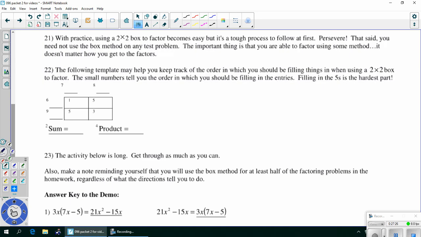Persevere. That said, you need not use the box on any test problem. The important thing is that you are able to factor using some method. It doesn't matter how you get to the factors. Some people do trial and error, and that's totally cool. As long as you get to the correct factors, I will be happy.